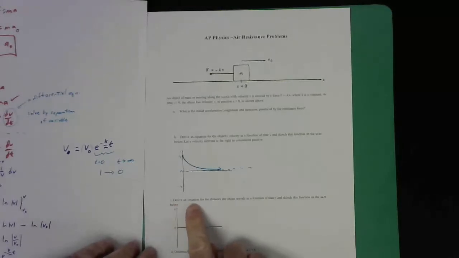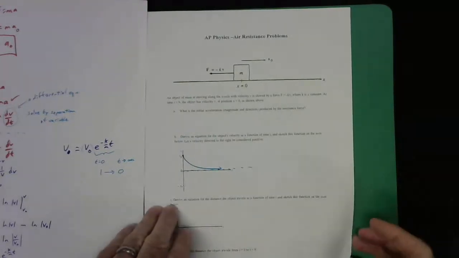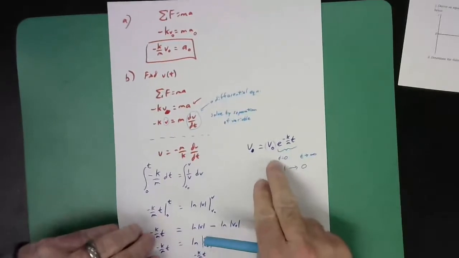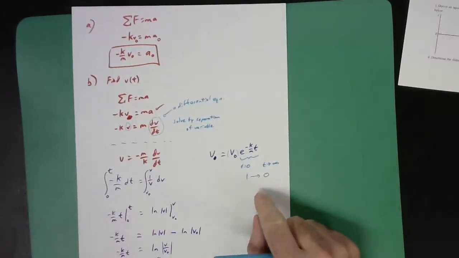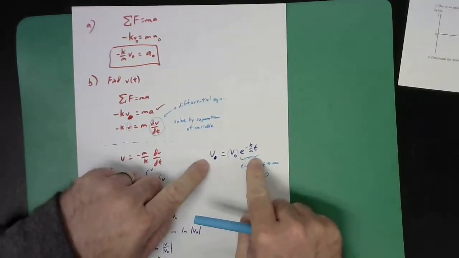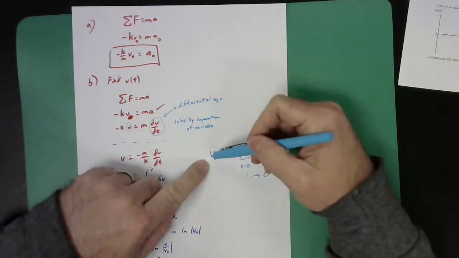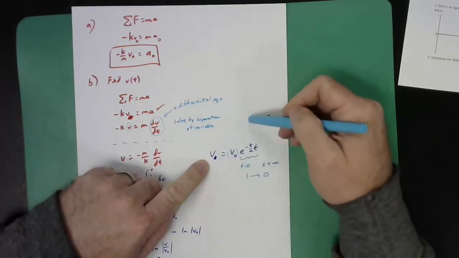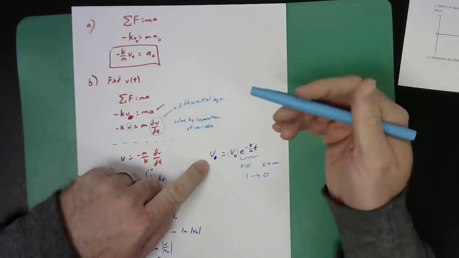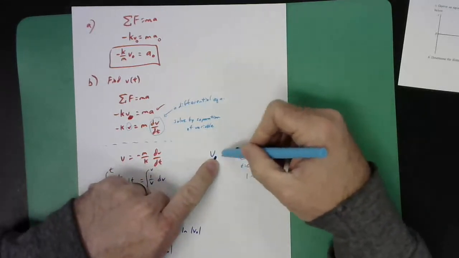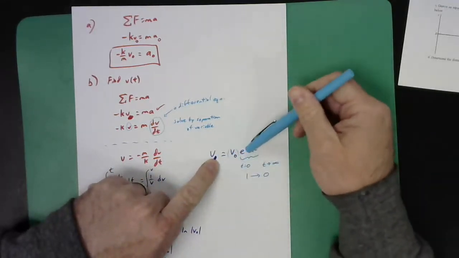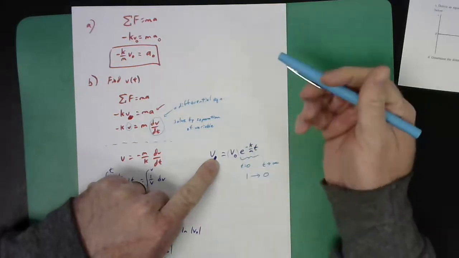They'd like me now to derive an equation for the distance it travels as a function of time t and sketch this function on the axes below. To get the function, we're going to have to use the equation we just got. This is an equation for velocity as a function of time. You know that velocity is the rate of change of position, right? We're trying to get a position equation. This is the derivative of the position equation, the velocity equation. So I'm going to work backwards to get it.